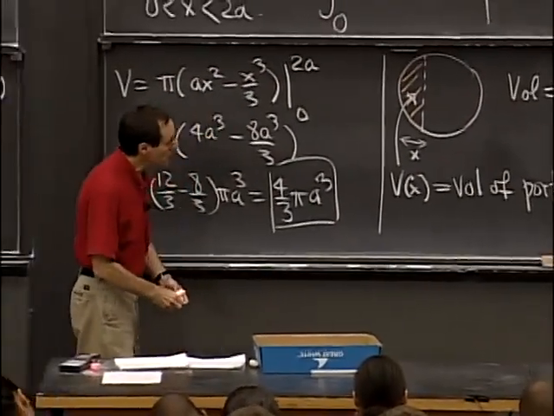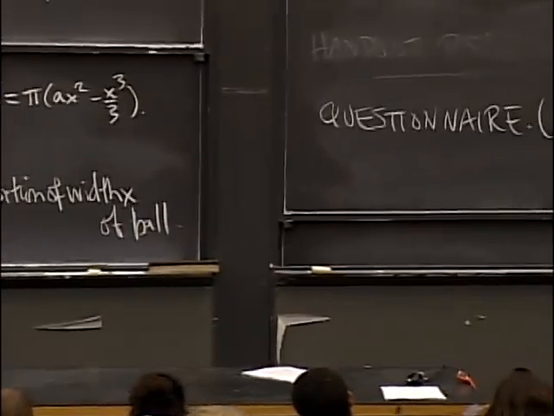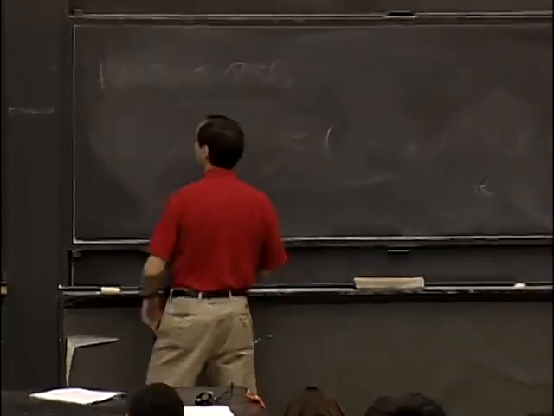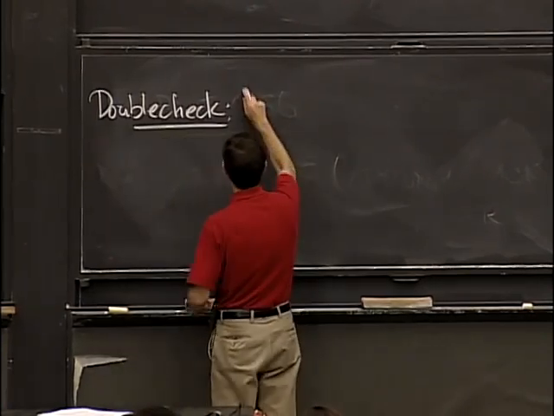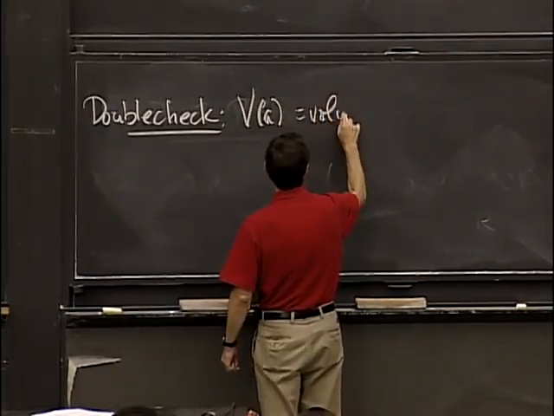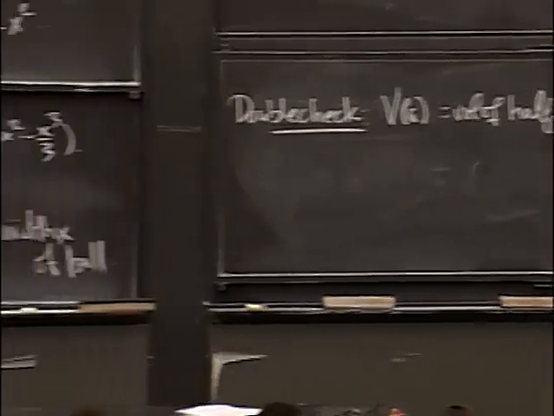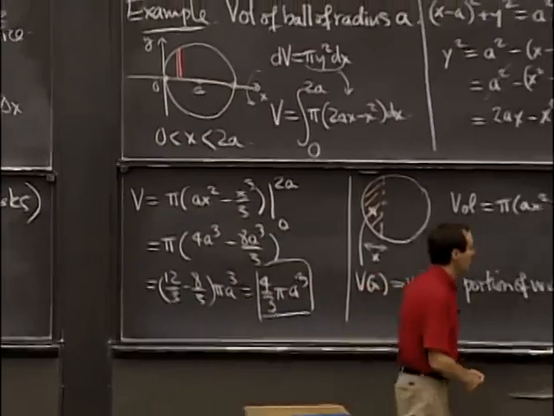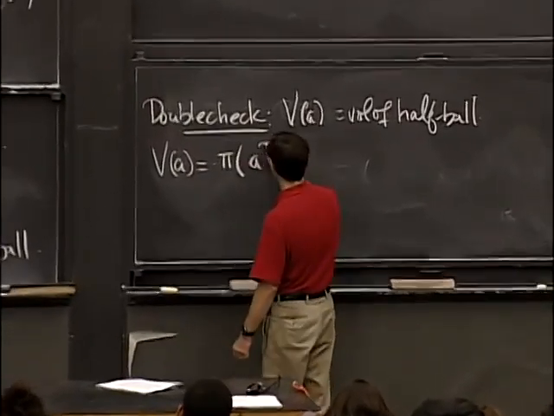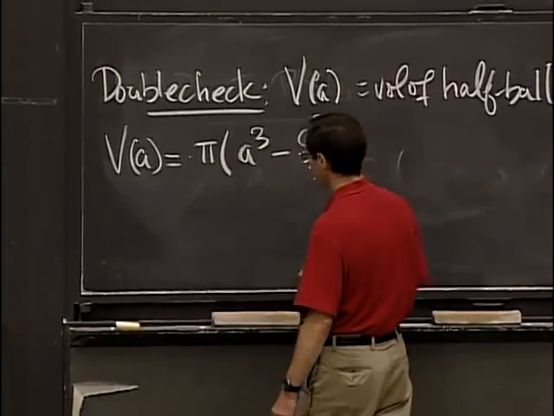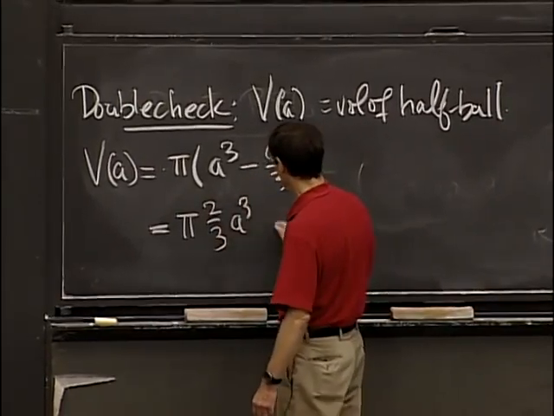For instance, if you plug in x equals a, not surprisingly, and this is a good idea to do because it checks that we've actually got a correct formula here, so if you like, you can call this a double check. If you check v of a, this should be the volume of a half ball. That's halfway. If I go over here and I only go up to a, that's exactly half of the ball. That had better be half, so let's just see. V of a, in this case, is pi, and then I have a cubed minus a cubed over 3. And that turns out to be pi times a total of 2/3 a cubed, which is indeed half.